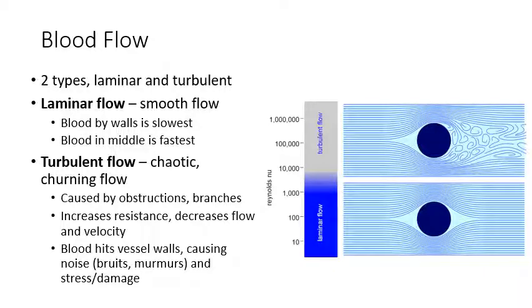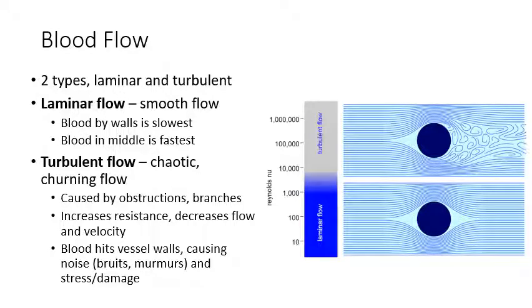Okay, so now more on blood flow. We've got two basic types of blood flow. It can either be laminar, which is smooth, or it can be turbulent, which is like churning with eddies and whirls and swirls. In general, you would like to have laminar flow, nice and smooth. But sometimes you end up with turbulent flow instead, which could be normal. It could also be a result of a disease state, like an obstruction in your veins or in your vessels. And over time it can be bad for you.